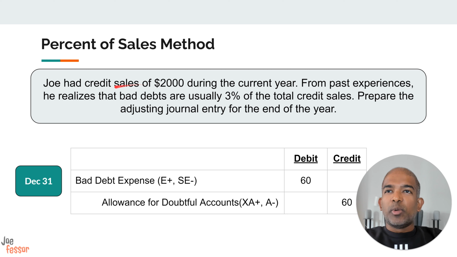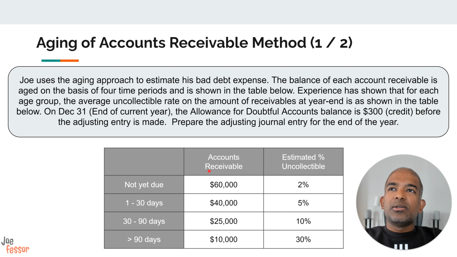So Joe would make a journal entry where he credits an allowance of doubtful accounts for $60. That's a contra asset. And he would debit the bad debt expense for $60. We've seen how to make this journal entry already. In this example, we're just learning how to use the percentage of sales method to estimate this bad debt. Now let's look at an example for the aging of accounts receivable method.